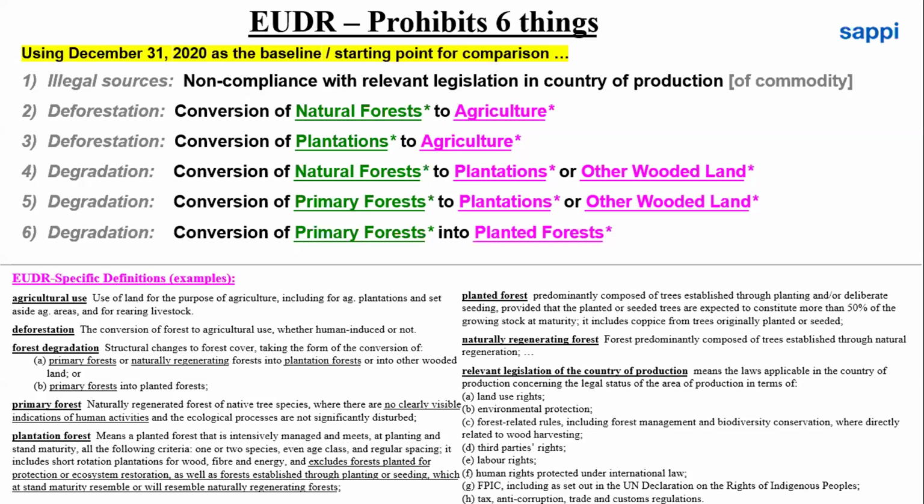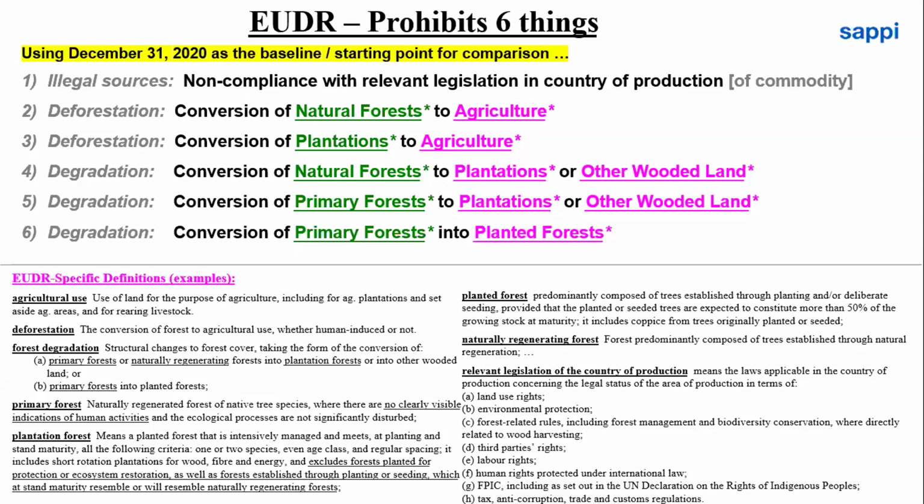And again, all of these underlined words are specifically defined in the regulation. So you cannot convert. Again, that's the key word, convert. We're not talking about changing the age rotation, changing the percent of species distribution. No, we're talking about conversion, okay? So you cannot convert a natural forest to a plantation or a natural forest to other wooded land. Other wooded land is very sparsely wooded and we don't really have that situation here, okay? So that's item number one under degradation. Item number two is you cannot convert a primary forest to a plantation or other wooded land.